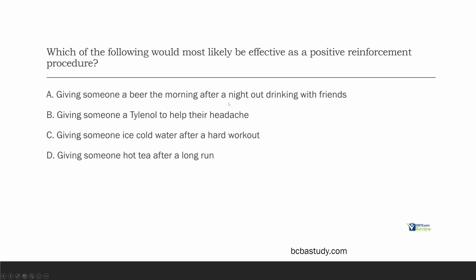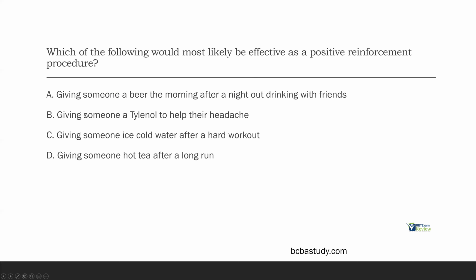All right, now we have to start considering motivating operations here. The value of this beer after a night out drinking in the morning has most likely what? It's most likely decreased. That night out has most likely abolished it as a consequence temporarily. Probably not the most effective as a positive reinforcement given the situation.